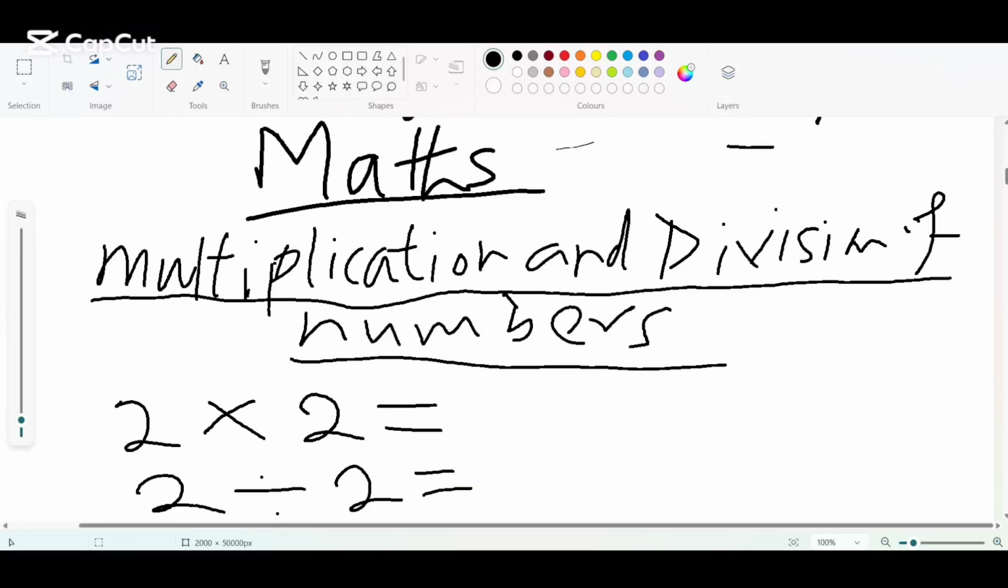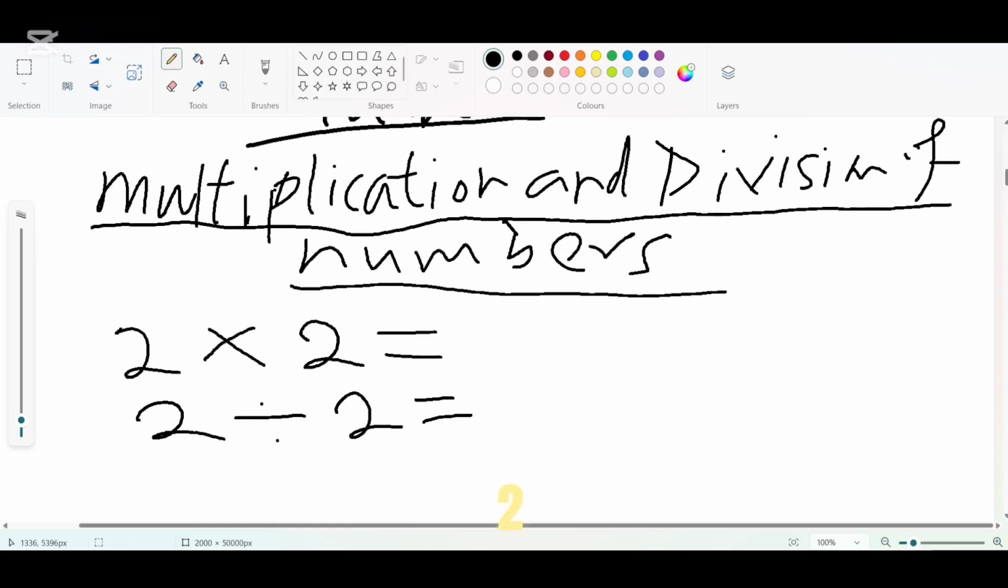So hello, good evening. Today we want to deal with the multiplication and division of numbers. If you look at these numbers, we have 2 times 2 multiplying each other. What this implies is 2 in how many places? In 2 places. And that is going to be 4.